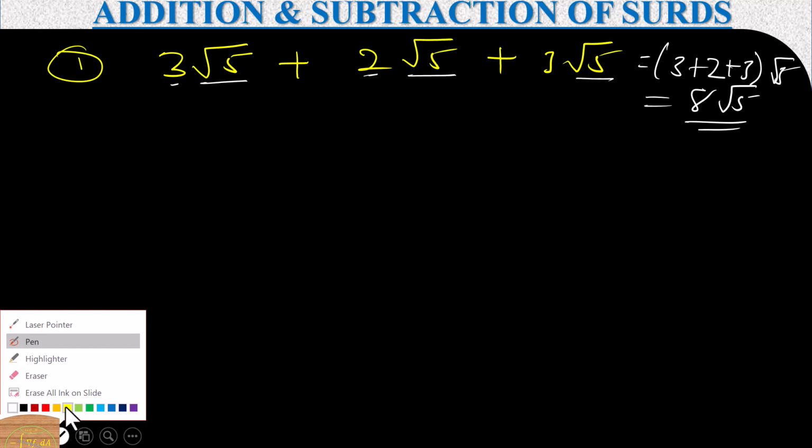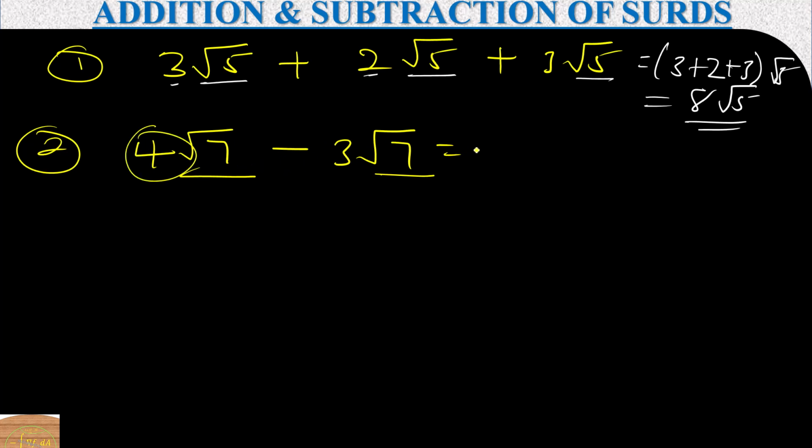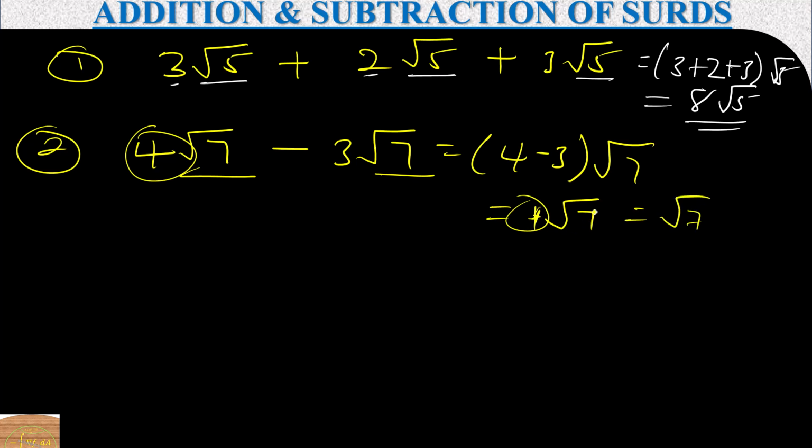So example 2: 4√7 minus 3√7. Okay, so we have √7 here, so we can subtract. We have 4 here, we have minus 3 here, so let's subtract 4 minus 3 times √7. So 4 minus 3 is 1, so this one is more or less √7, because 1 times that is that. So it's √7.